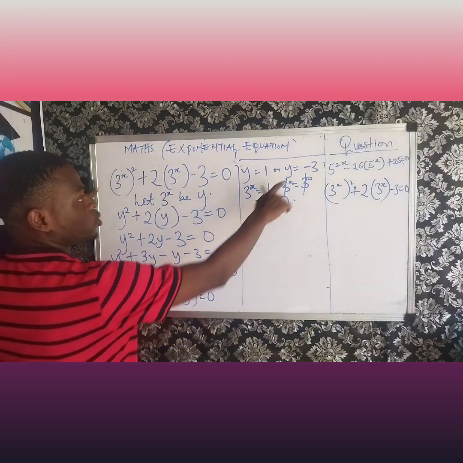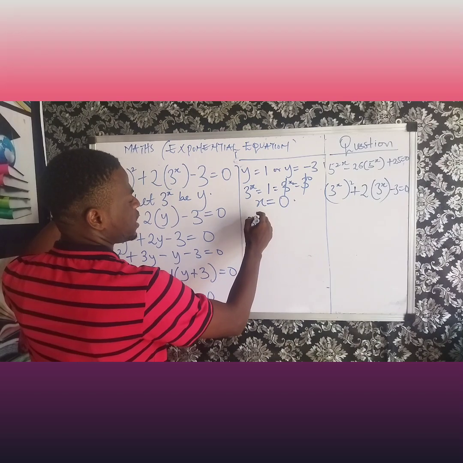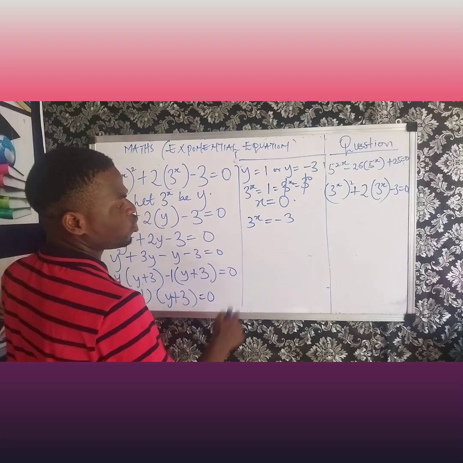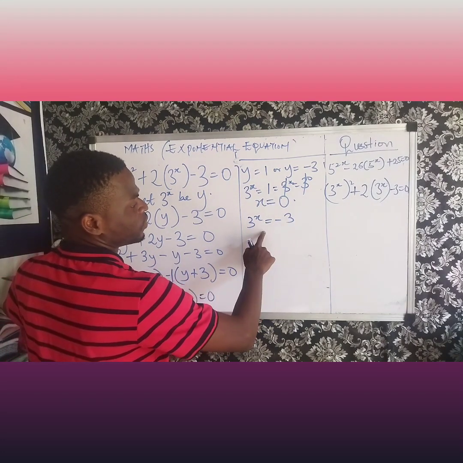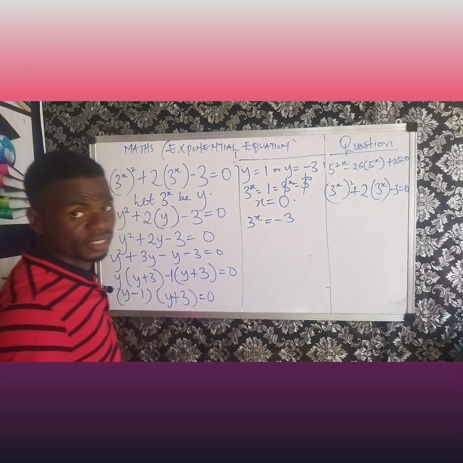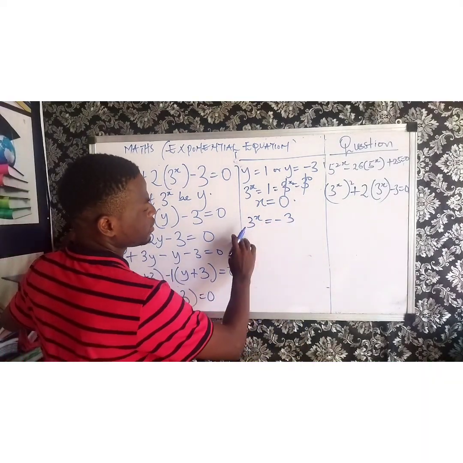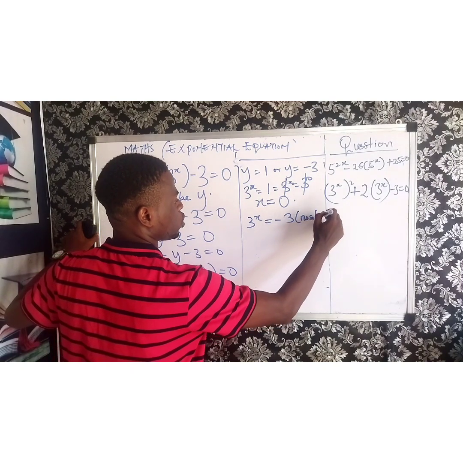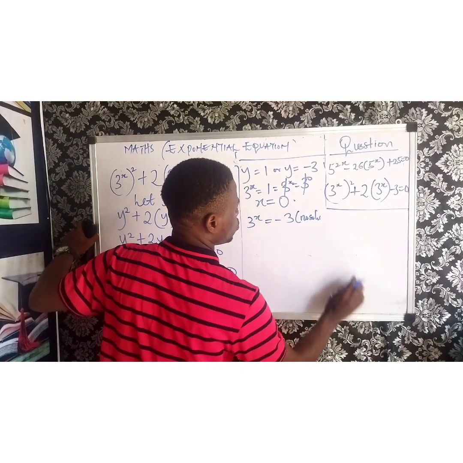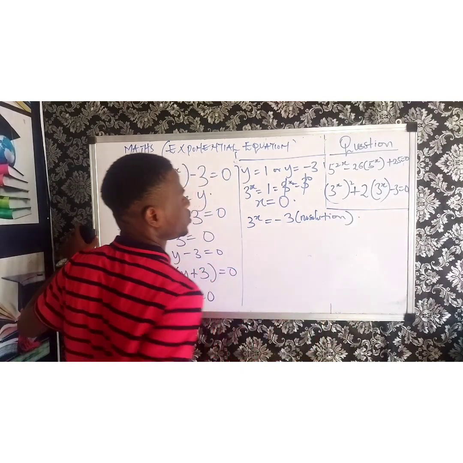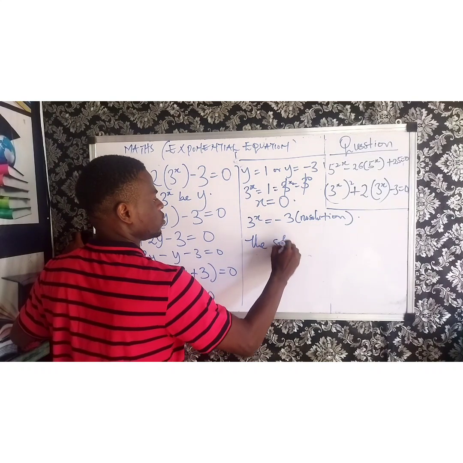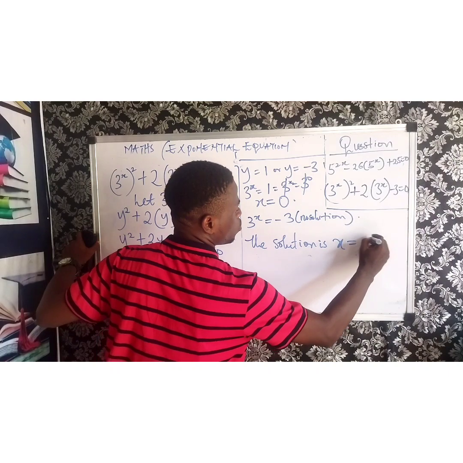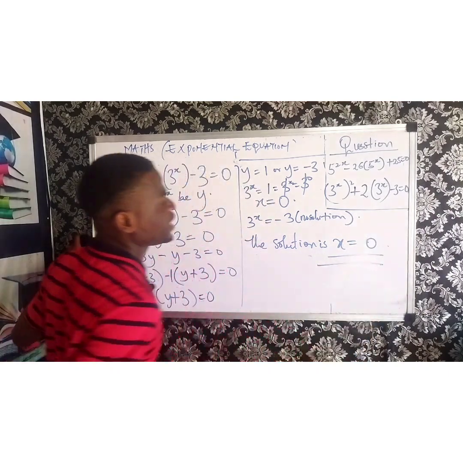Then the second one, which is minus 3: 3 power x equal to minus 3. Now if you look at it, there's no way we can find the power. So definitely, I hope you are listening, class, this one has no solution. So the only solution in this question is x equal to 0. That's the final answer.